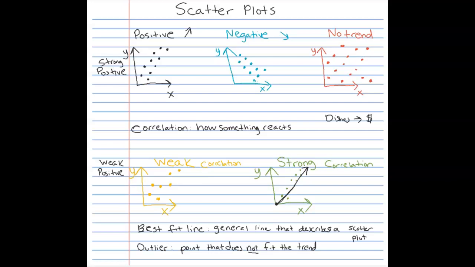So an outlier in this last example would be something that's about right here, because like I said, they're not common. It doesn't fit the trend. So very typically, you could see one or two outliers, but that's typically it.